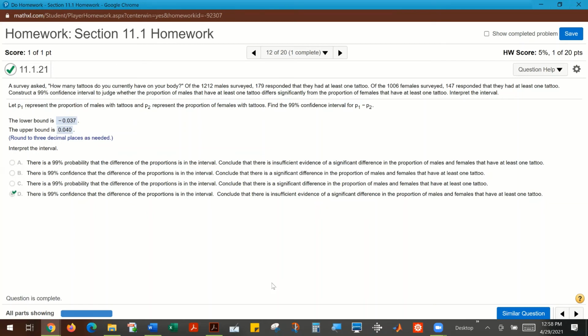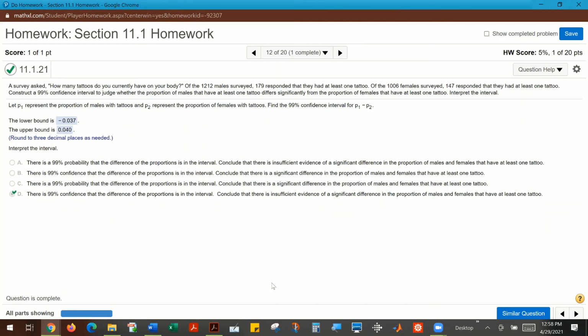And you will see we have our lower limit of negative 0.0373. We have to round it to 3 decimal places, as you can see in the instructions here. So this will be negative 0.037. And then for our upper bound, we have 0.0404. So this will actually become 0.040. Okay, we can check our answer.